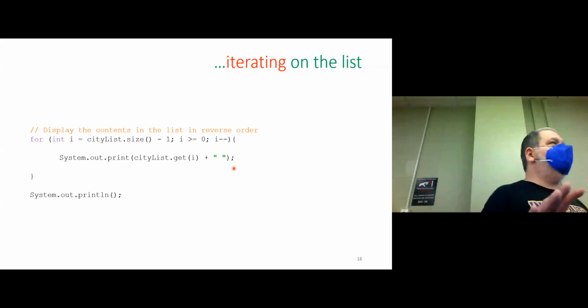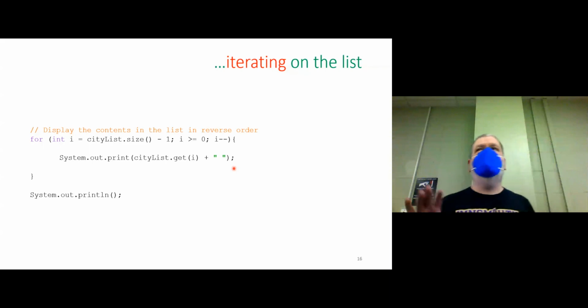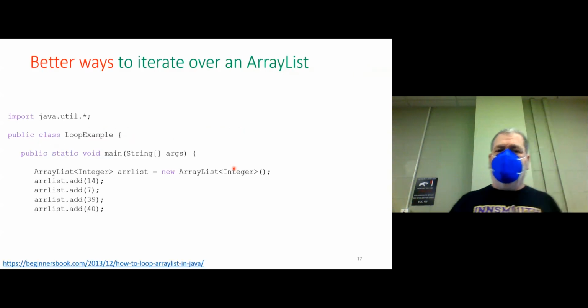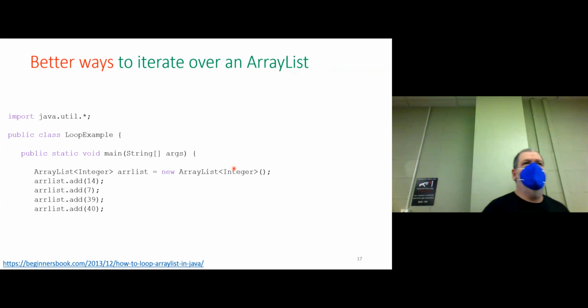So I can still do it like this. I can use a good old-fashioned counter-controlled for loop, no problem, and I'm going to display everything that is in my array list. There are better ways to iterate over an array list. Think of it this way. Most of the time you iterate over every element of an array list in order, okay?